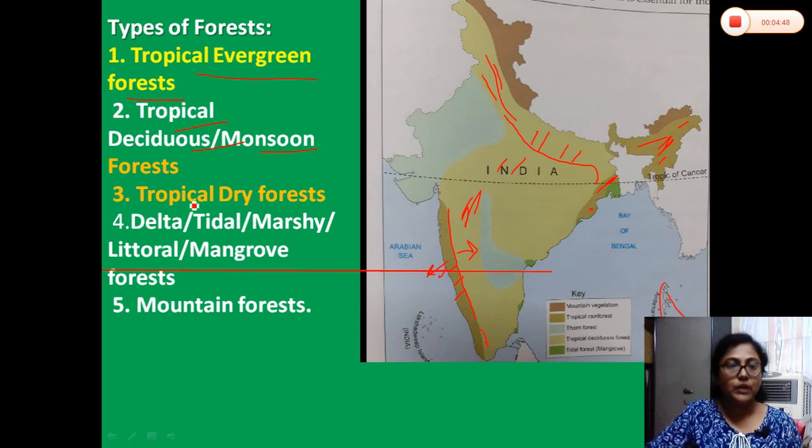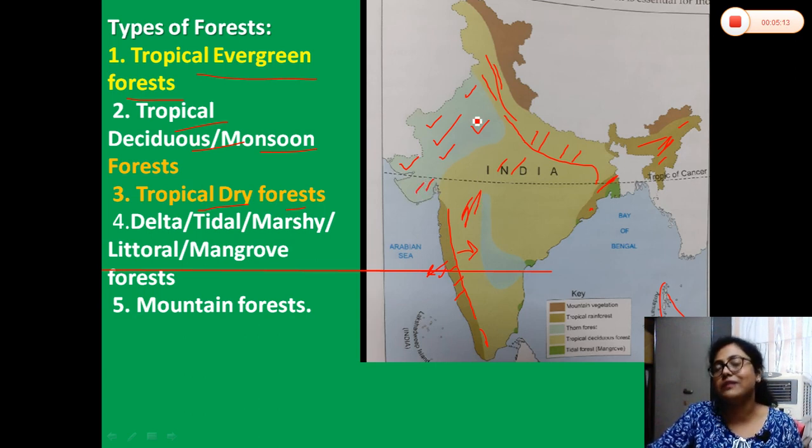Now, the tropical dry forest is found in this part. It is found where there is scanty rainfall, and you know the rainfall is very low in Rajasthan, in the southwestern part of Punjab, and in Haryana. Then here is Kutch, the Saurashtra region, the Kathiawar Peninsula. In these parts, thorny trees and thorny vegetation are found. Trees are not found to that extent.